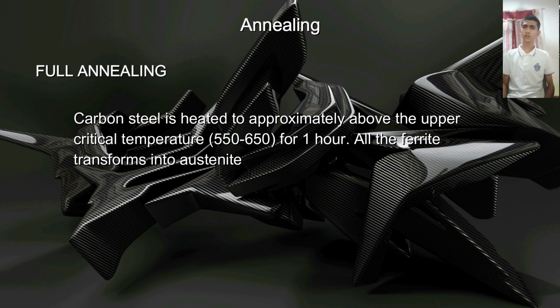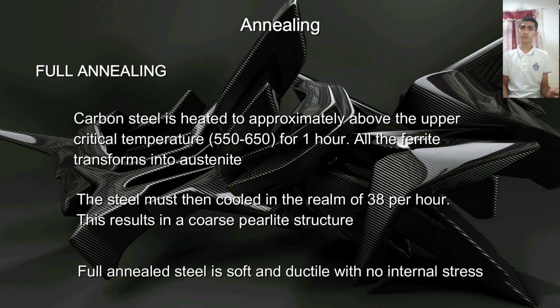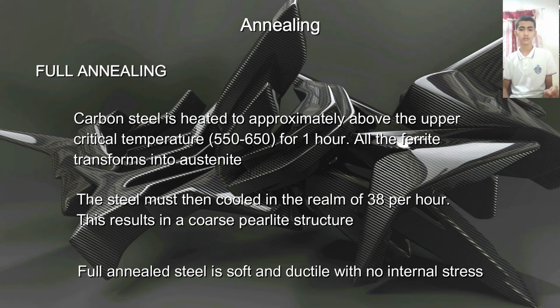Full annealing. Carbon steel is heated to approximately above the upper critical temperature of 550 to 650 for 1 hour. Here the ferrite is transformed into austenite. The steel must be cooled in the realm of 38 per hour. The result is a coarse pearlite structure. Fully annealed steel is soft and ductile with no internal stress.